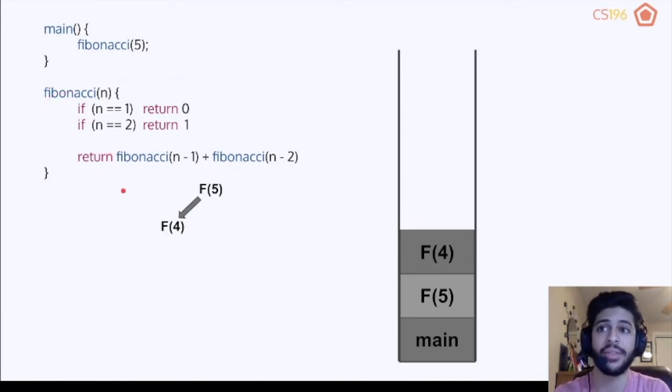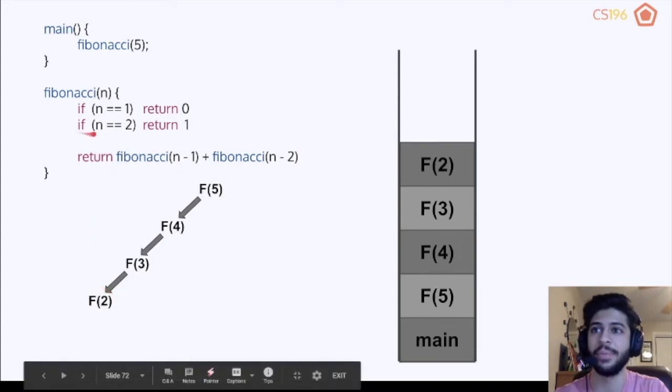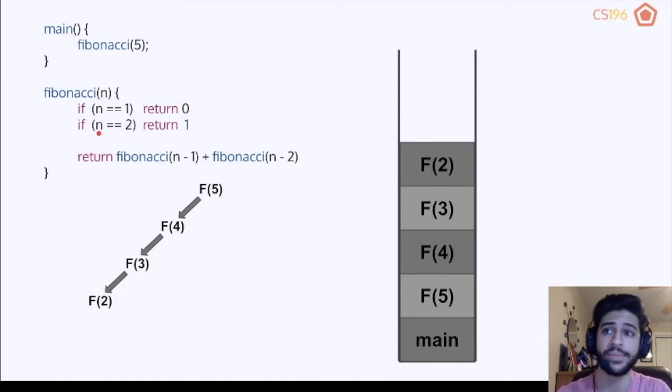And it's the same exact thing. Fibonacci of 4 needs to execute Fibonacci of n minus 1 before it does Fibonacci of n minus 2. So f of 4 will compute f of 3 now. F of 3 goes to the top of the call stack, and we keep on doing this until we hit a base case. So we know that f of 2 is in fact a base case because when n equals 2, we simply return 1.